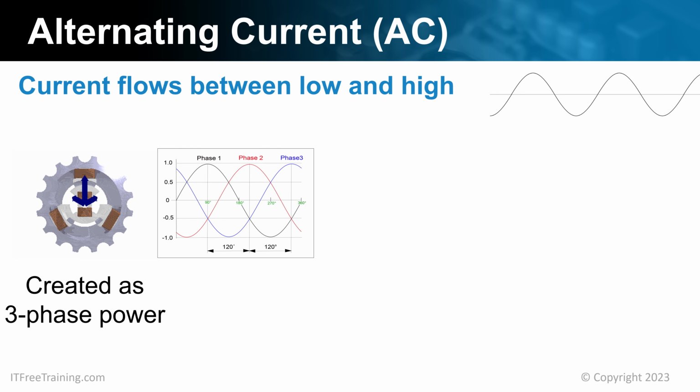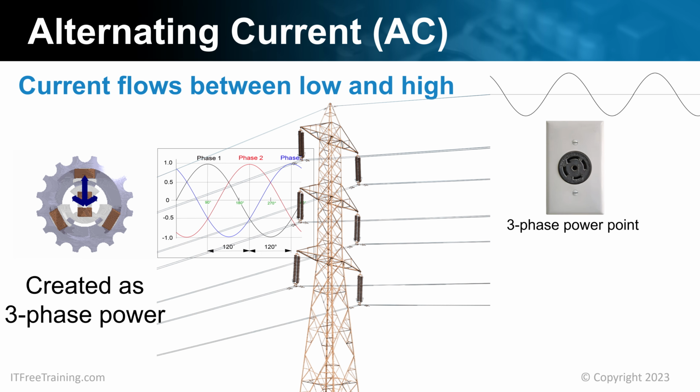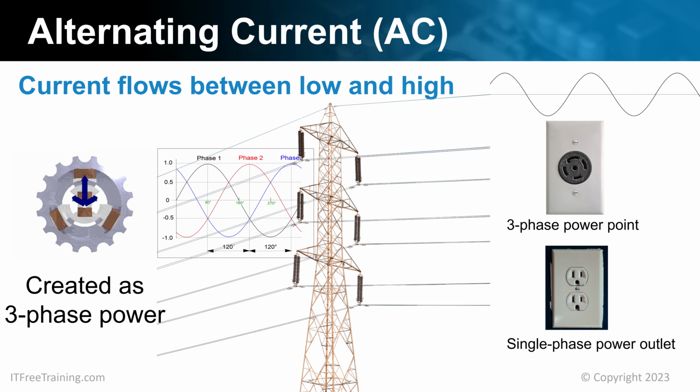3-phase power is, however, used in certain circumstances since it can deliver more current than single-phase power. Thus, the power is transmitted in 3 phases to its destination. At the destination, or close to the destination, the power will be converted into a single phase or provided as 3 phases. In the case of 3 phases, the power outlet will look different to a standard single-phase outlet.